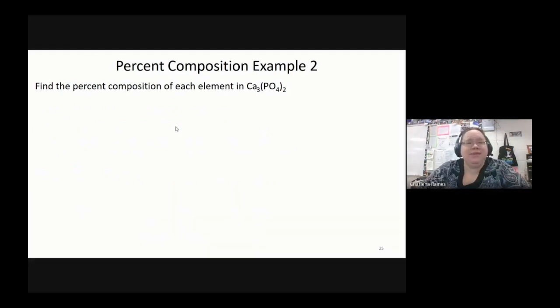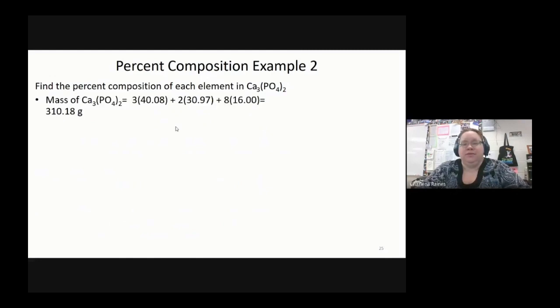So let's find the percent composition of each element in calcium phosphate. So remember, you need the mass of the compound. This is my mass of my compound. It will not be given to you. You have to calculate it. We found it by adding up 3 calciums, 2 phosphoruses, and 8 oxygens.